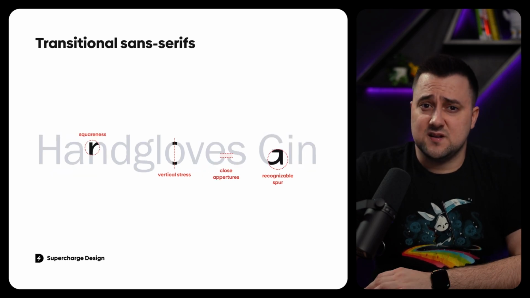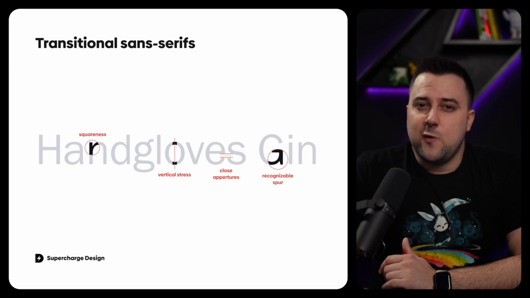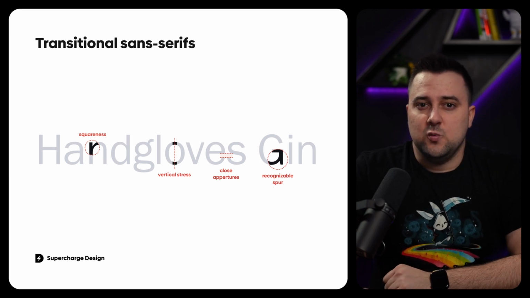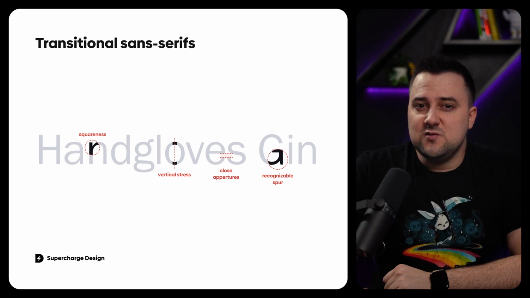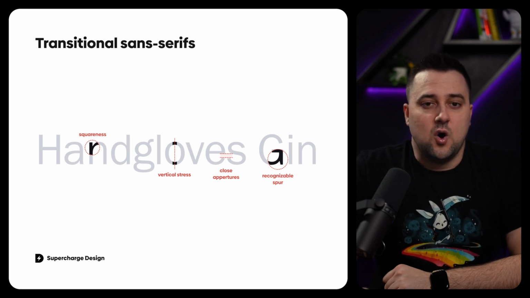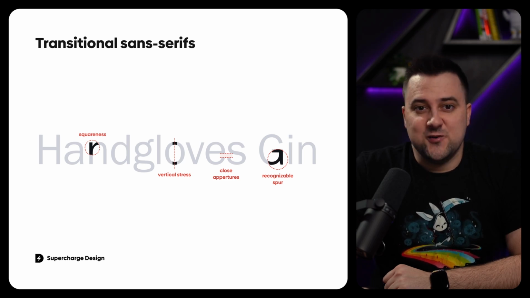Transitional sans serifs are often referred to as grotesque or gothic. There is a certain squareness associated with them. Weight distribution is a bit awkward around bowls of characters. Irregular curves are common. Even the round letters like E and O have obviously squared curves. Uppercase G is very recognizable and the X height is often low.